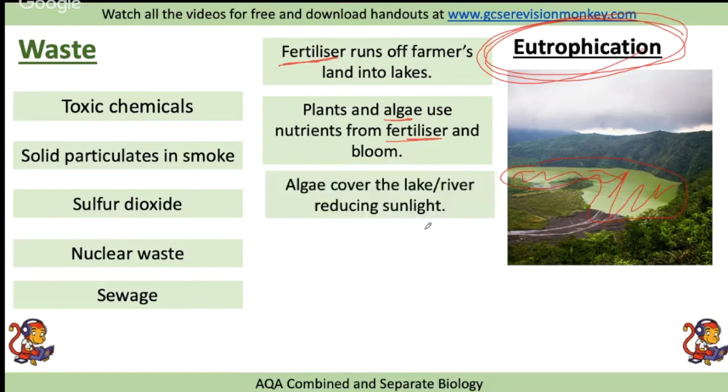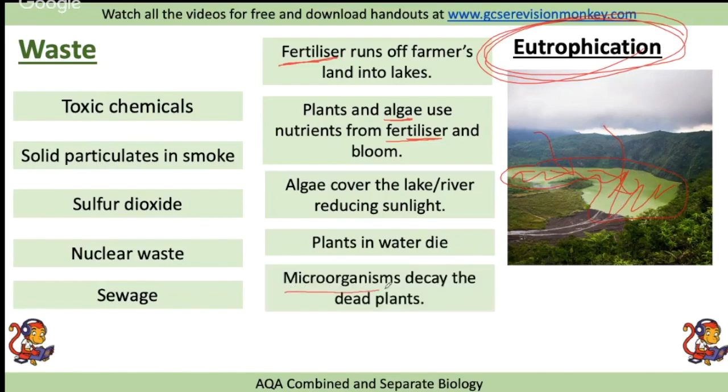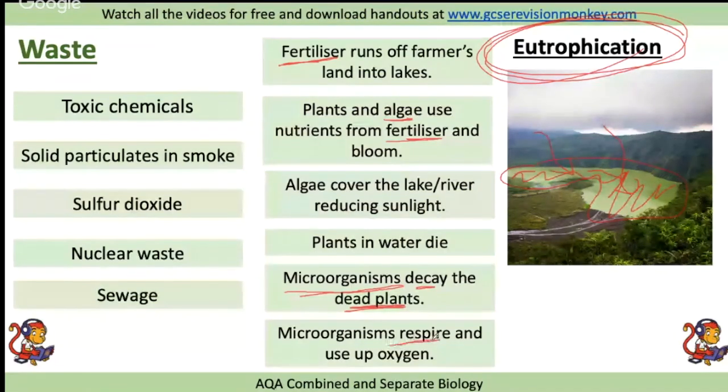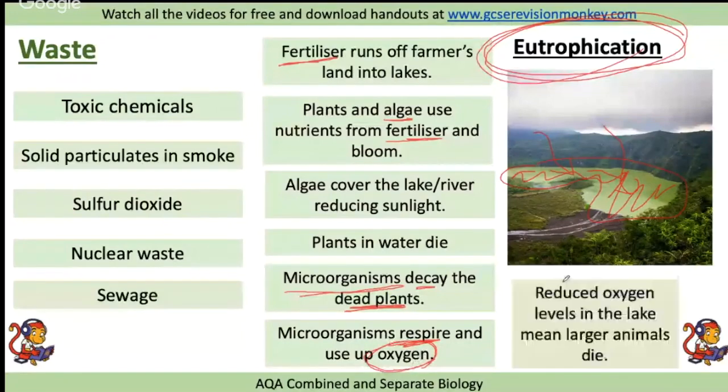When they cover the lake, this reduces the sunlight that can get in. And this means that the plants in the water die because they can't do photosynthesis anymore, so they die off. Again, relating to microorganisms now, the microorganisms that are in the lake decay the dead plants. And the link that I made before, these microorganisms respire. And when they do that, they use up the oxygen in the lake. And this can cause lots of larger animals to die, like the larger fish and things will now die because the oxygen levels get so low.